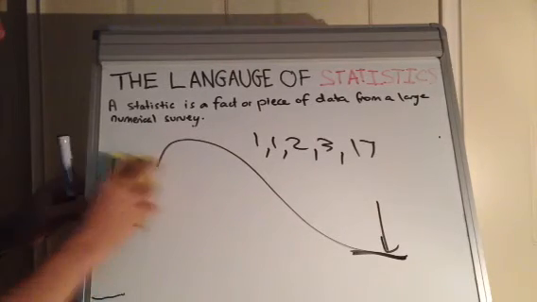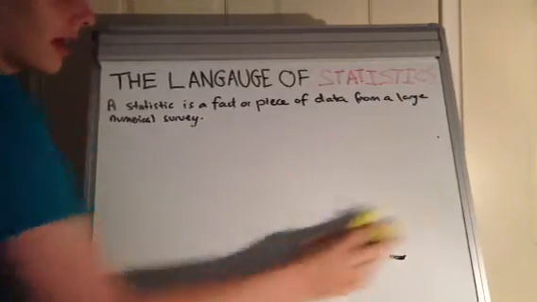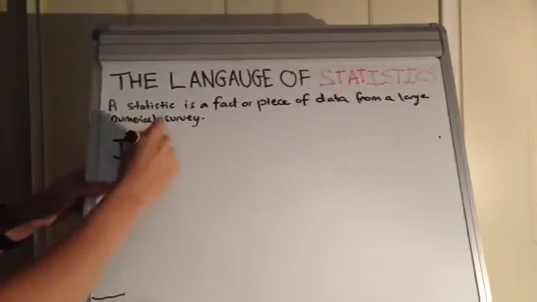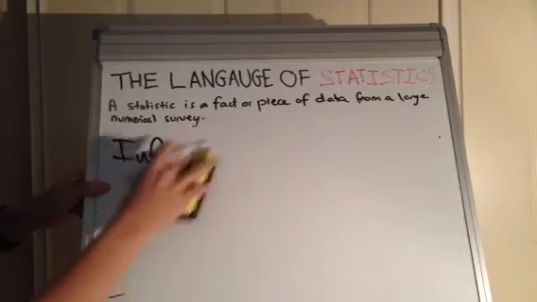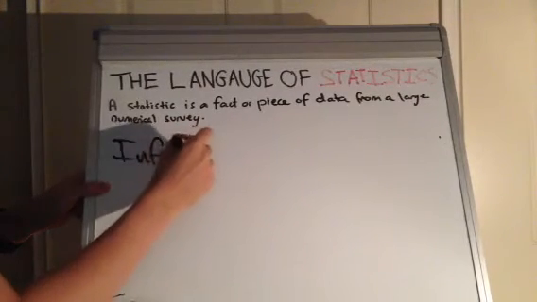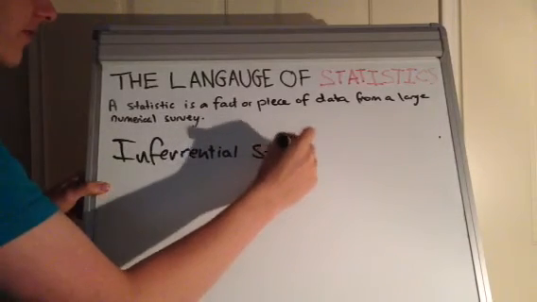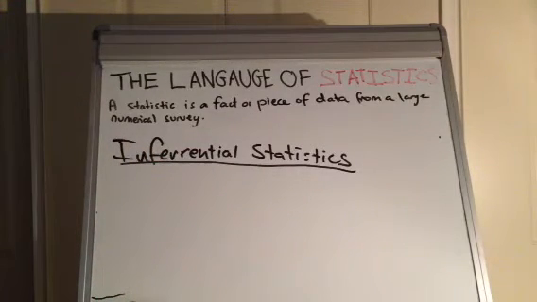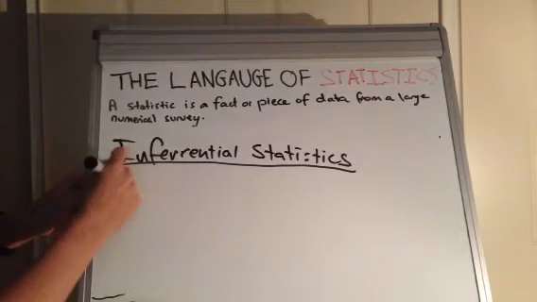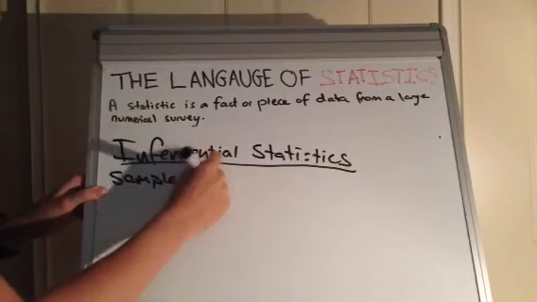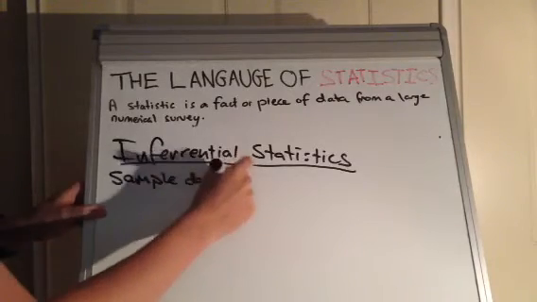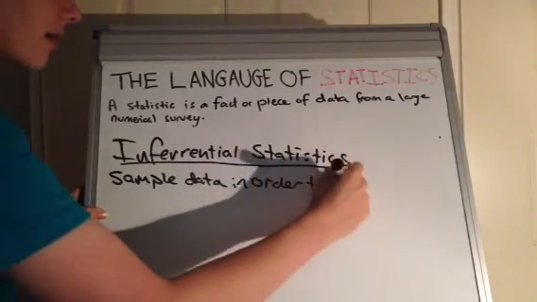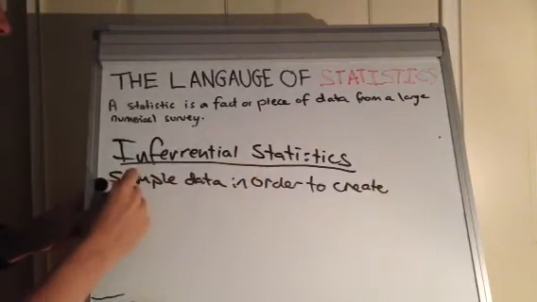Okay, so now, inferential statistics. Inferential statistics are essentially generalizations made. So again, we touched on the concept of population and sample. If we were to have inferential statistics, they would use sample data, so take a survey perhaps, in order to create generalizations about the population.